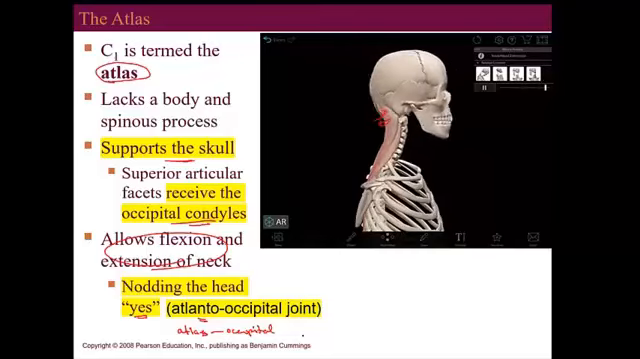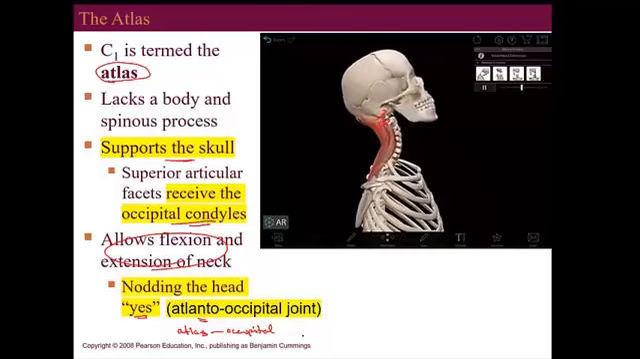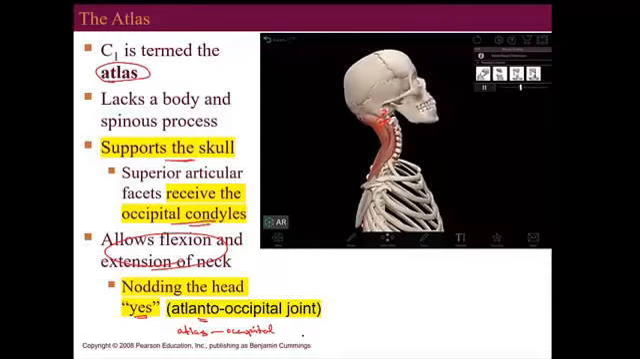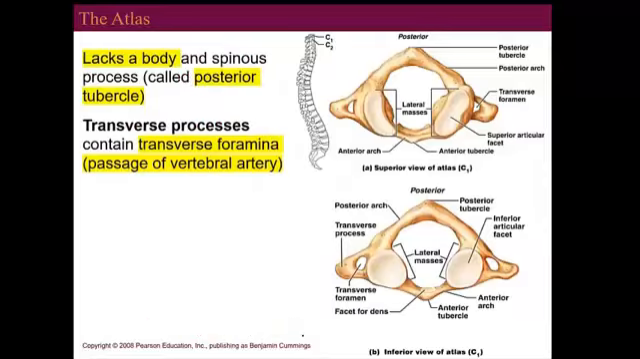You nod your head, and that's between the first cervical vertebra called the atlas and the occipital condyle of the occipital bone. And then the atlas picture, as I said, it lacks a body. The spinous process is also missing, but we just call it the posterior tubercle. So there's a simple projection at the back of the tubercle. It doesn't have the spinous process exactly compared to the other cervical vertebrae.